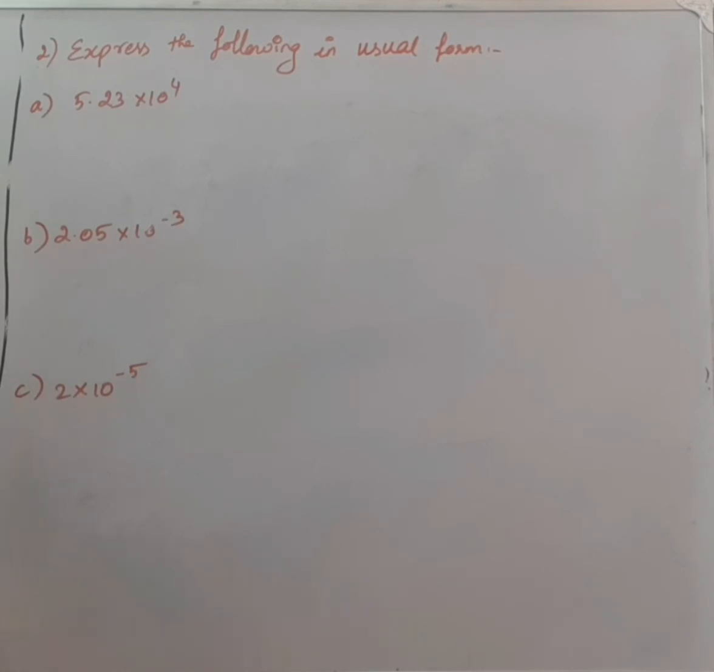Okay, now 5.23 into 10 power 4. See here, it is positive. Be clear on this. Positive means we want to add the digits on the right hand side. Very good. We want to add the numbers on the right hand side. So let us see here.